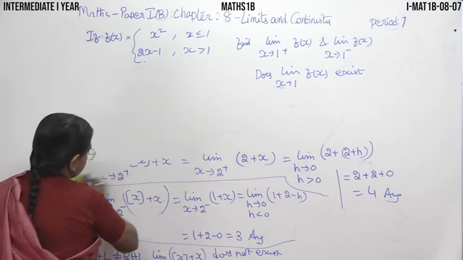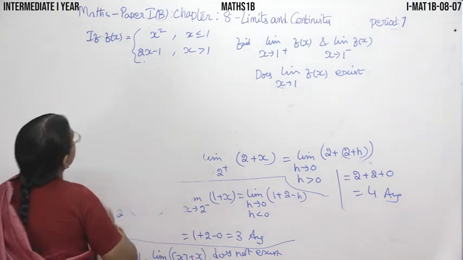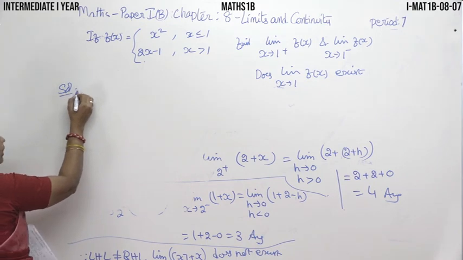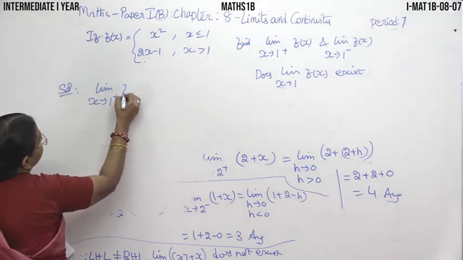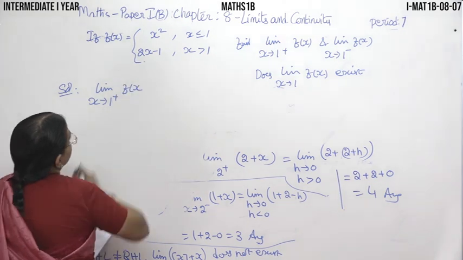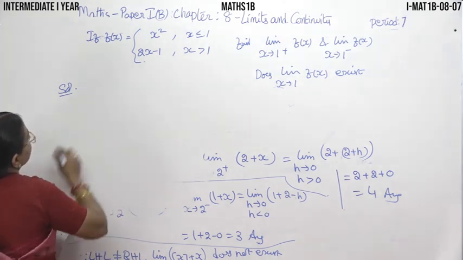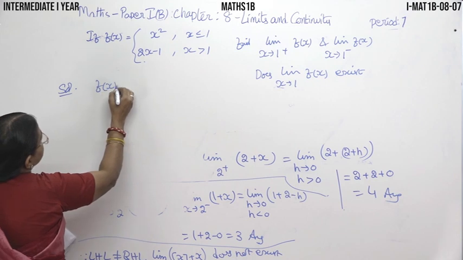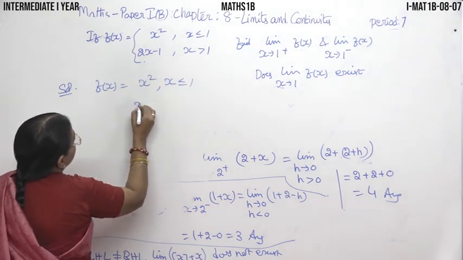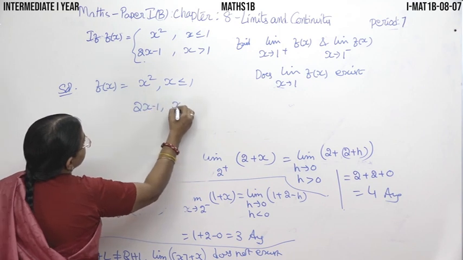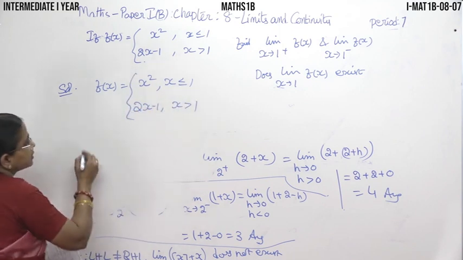You can just try these problems. One more problem. In the solution, we'll write limit x tending to 1 plus of f of x. So first we'll write the function. In the answer, we'll write: let f of x is equal to x square, x less than or equal to 1, 2x minus 1, x greater than 1. These are the steps.